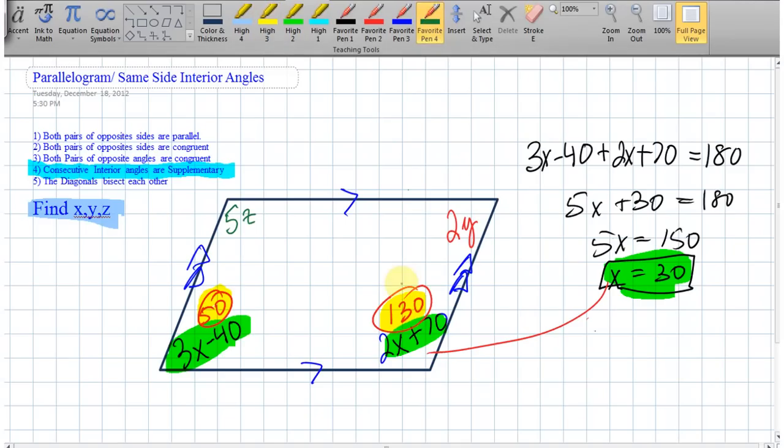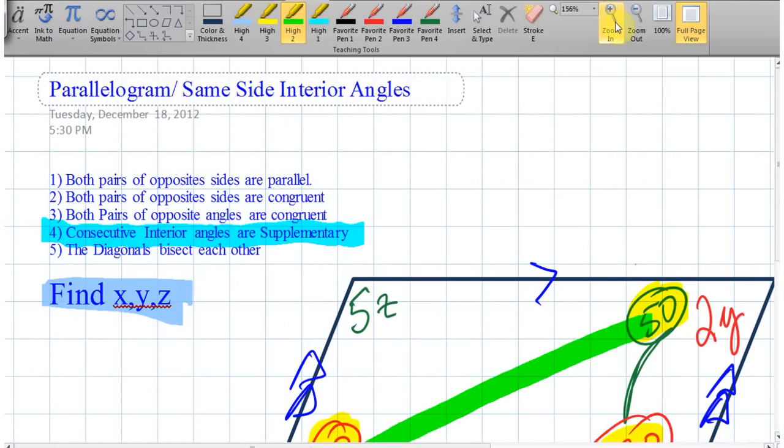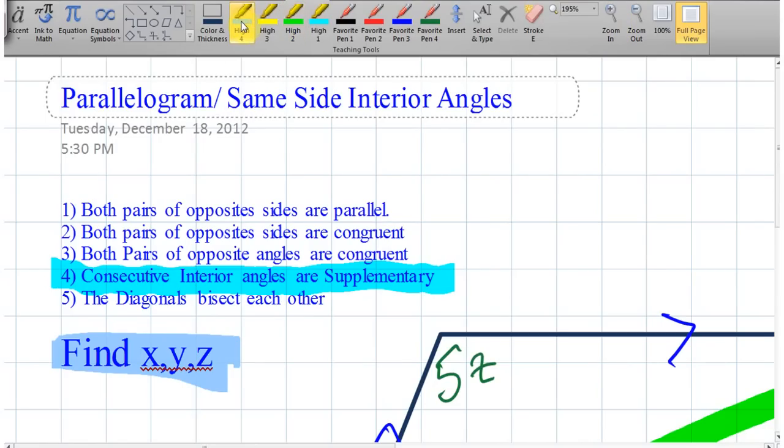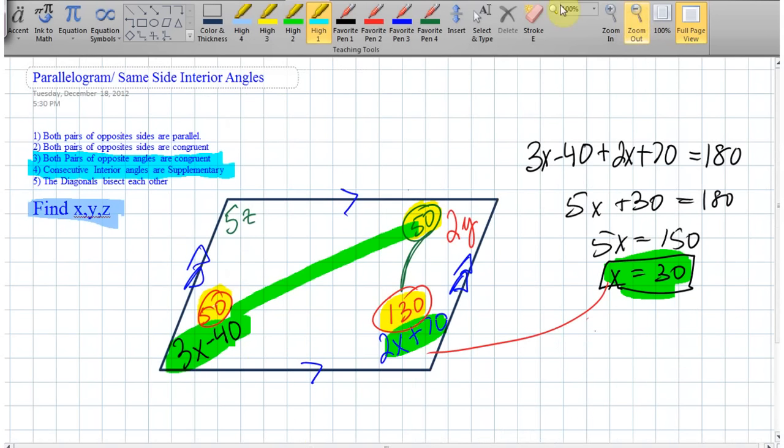And so, what do I now know about that angle? Well, this one has to be 52. Why do I know that? It's because these two angles have to be supplementary. And an additional reason why we know it's 50 is opposite angles have to be congruent, and that's only in parallelograms here. So notice both pairs of opposite sides are congruent. Excuse me, I didn't want to highlight that one. I wanted to highlight this one. Both pairs of opposite angles are congruent. So that's just more confirmation that this angle in here is 50 degrees.